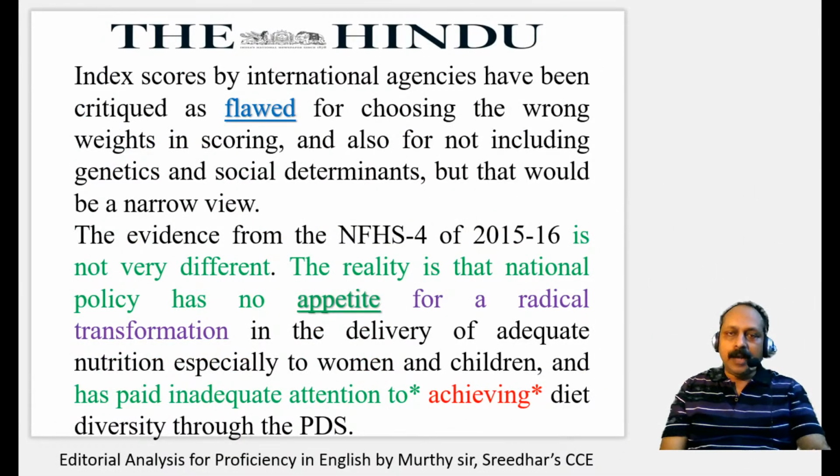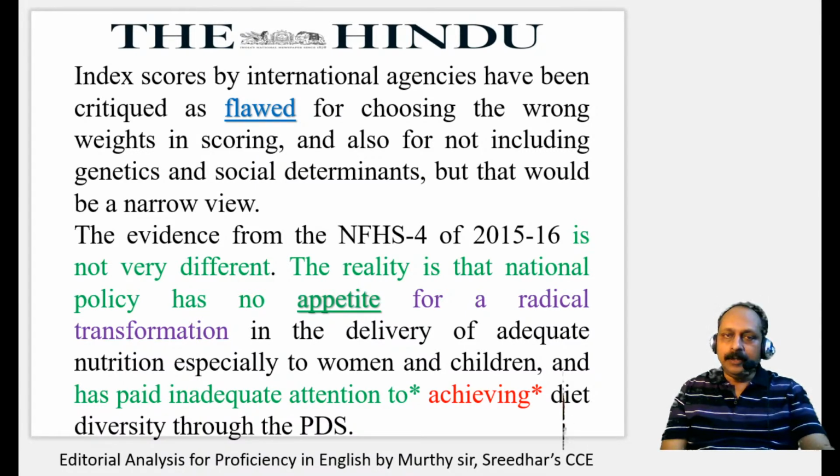Index scores by international agencies have been critiqued as flawed for choosing the wrong weights in scoring and also for not including genetics and social determinants, but that would be a narrow view. The editorial says usually these international agencies' index scores are criticized and considered flawed. What is the reason? Flawed for choosing the wrong weights in scoring.